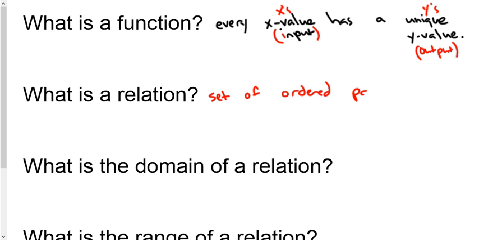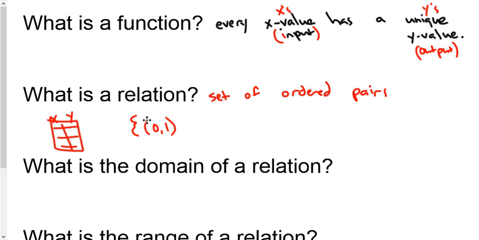We could show it in an XY table, like this. Remember when we were dealing with linear equations and we'd make XY tables? That whole set of ordered pairs was a relation. I could also show it to you like this.